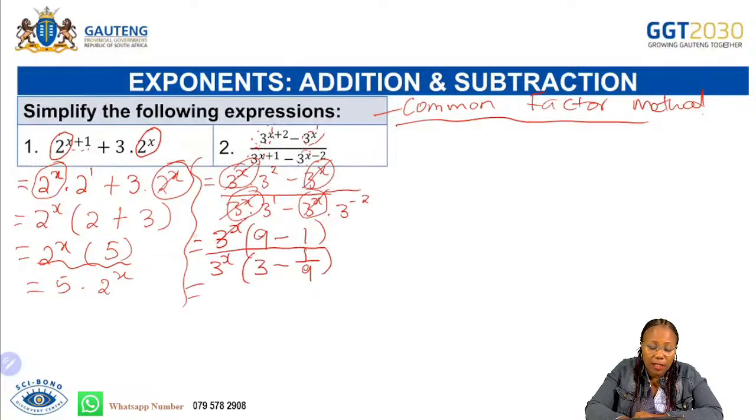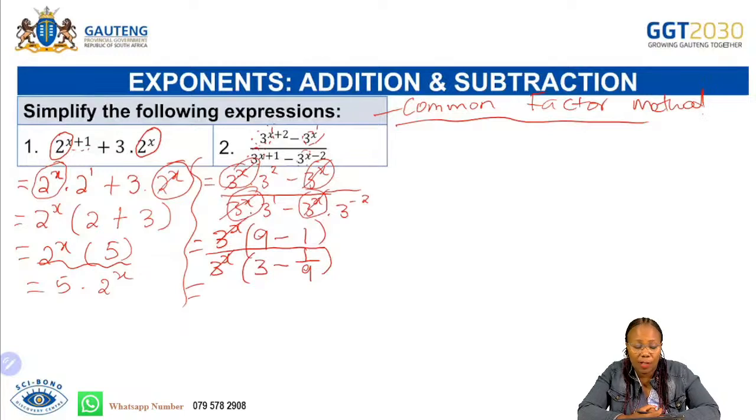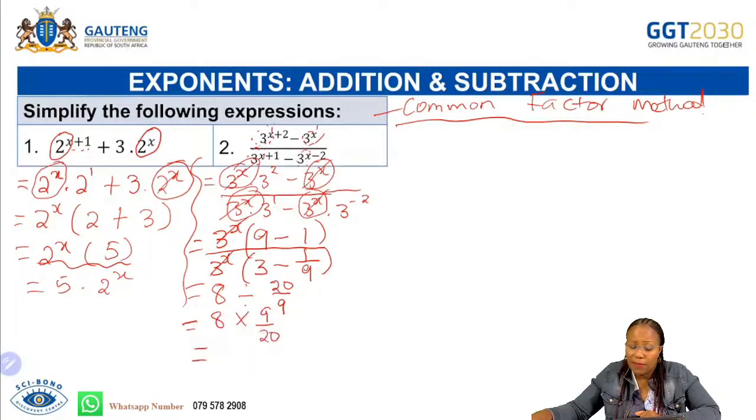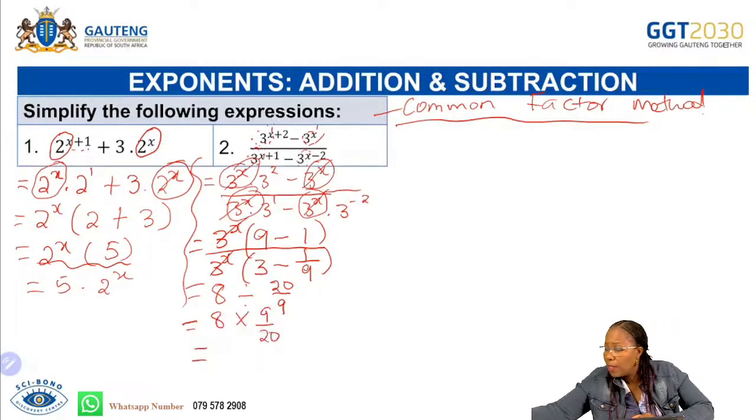And then the 3 to the power x will cancel, dividing into 3 to the power x. And then on top, we are left with 8. 9 minus 1 is 8. And then divide by 3 minus 1 over 9. That will be 9, 18, 21 minus 1 will be 20 over 9. And this will be 8 multiplied by 9 over 20. Grade 12, and then from here you end up with the answer.